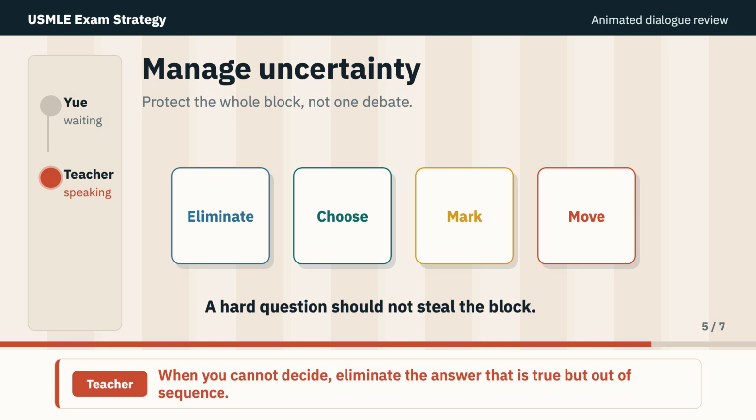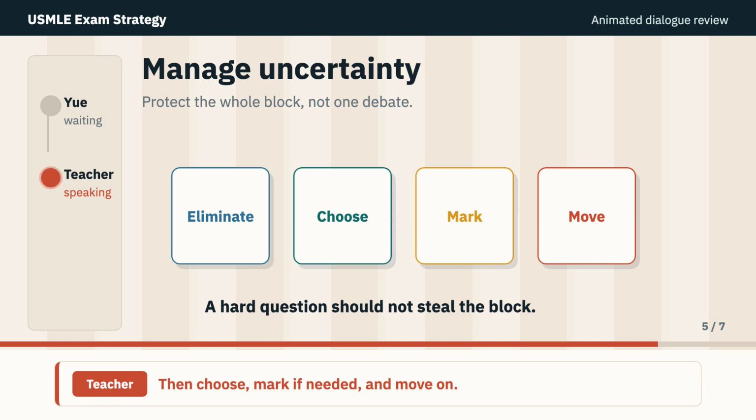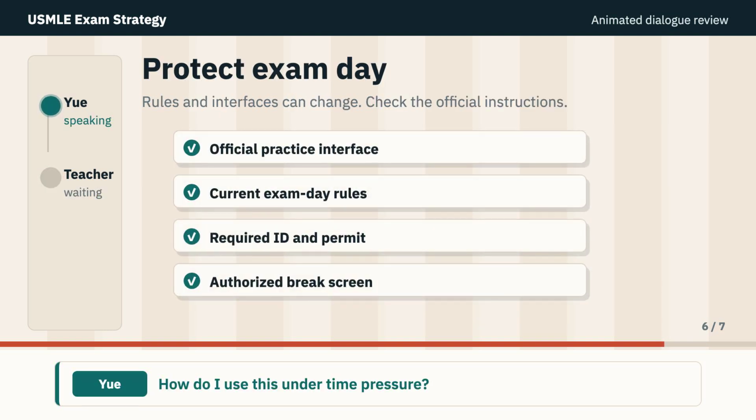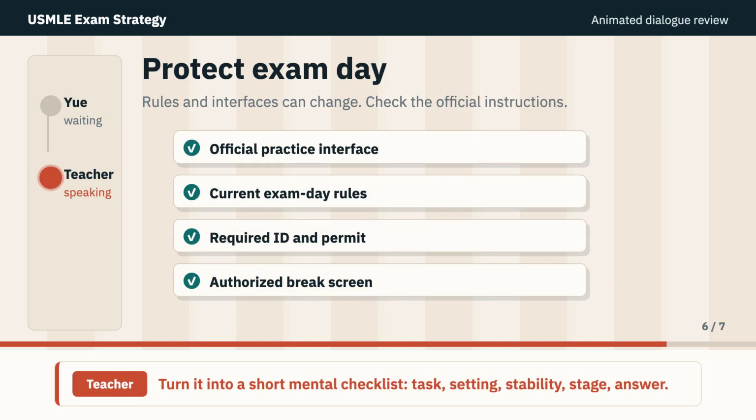When you cannot decide, eliminate the answer that is true but out of sequence. Then choose, mark if needed, and move on. A hard question should not steal the whole block. How do I use this under time pressure? Turn it into a short mental checklist. Task, setting, stability, stage, answer. Do not make it a long ritual. It should become a fast scan.